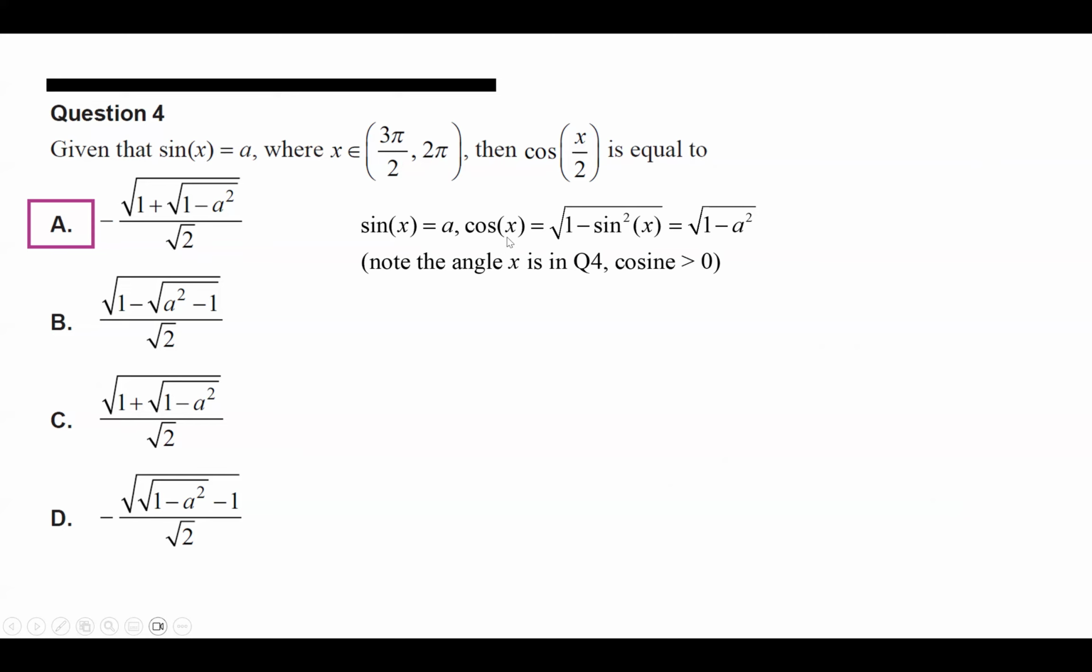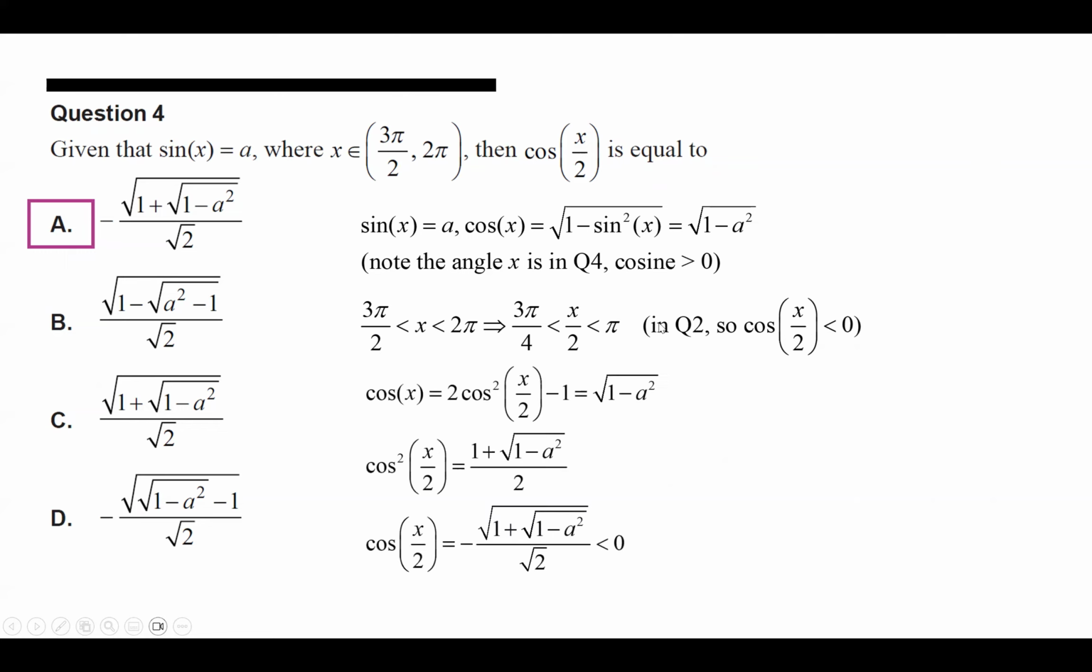So you can use the Pythagorean identity to get cosine x is the square root of 1 minus sine squared, which is the square root of 1 minus a squared. The next thing is we care about cosine half x, so we need to halve the angle range here, which makes half x between 3 pi over 4 and pi. You just divide both sides by 2. And therefore, my target angle of half x is in quadrant 2. Therefore, the cosine is less than 0.